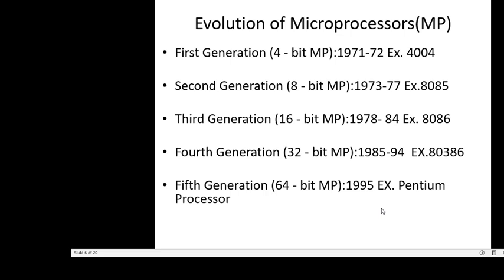When we go to the next generation, the processing speed is doubled, again with a 64-bit microprocessor. That means this type of processor can process 64-bit data at a time. Now when we increase the bits processed at a time, definitely we increase the processing speed of the microprocessor, which is very important for the performance of your system. The most popular example of the fifth generation is the Pentium processor, which started from 1995.